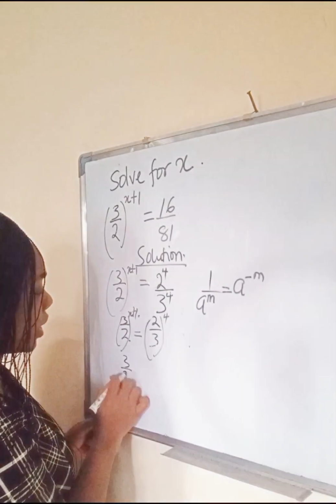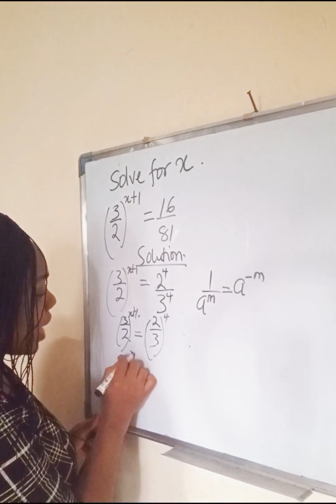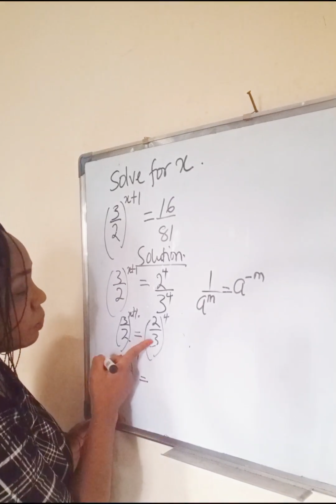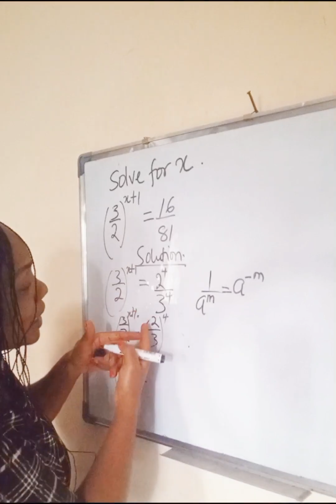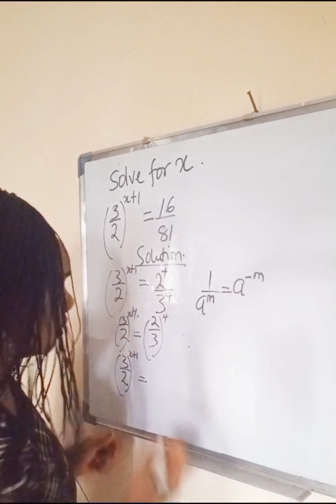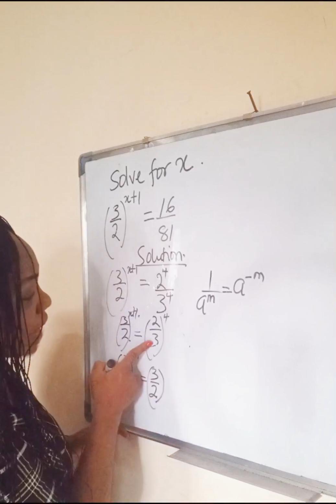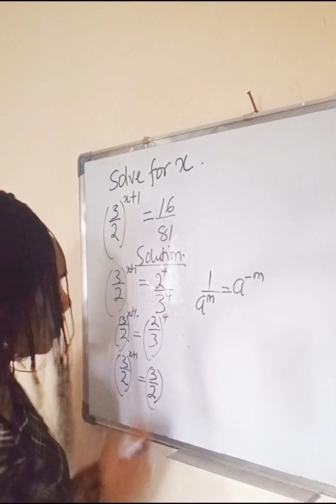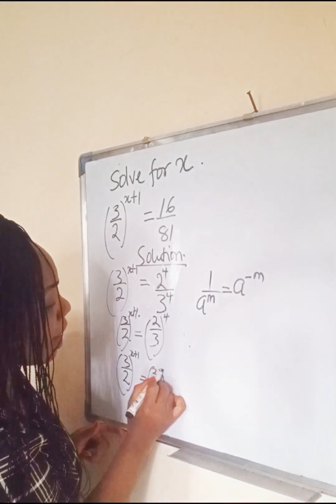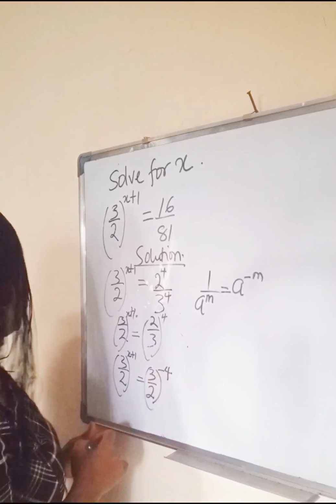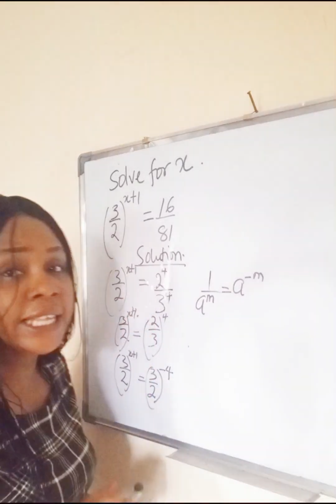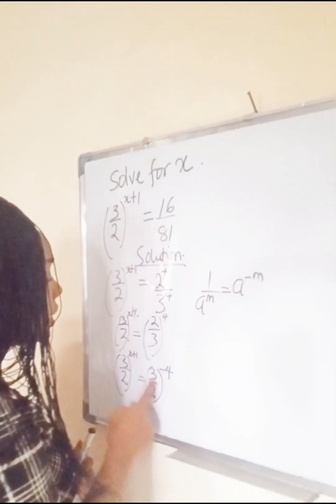It will now be (3/2)^(x+1) equal to, we turn it upside down and introduce a negative sign, so it will now be 3/2. You see we have turned it upside down, we have taken the inverse. So it's now (3/2) raised to the power of negative 4. So now the bases are the same.